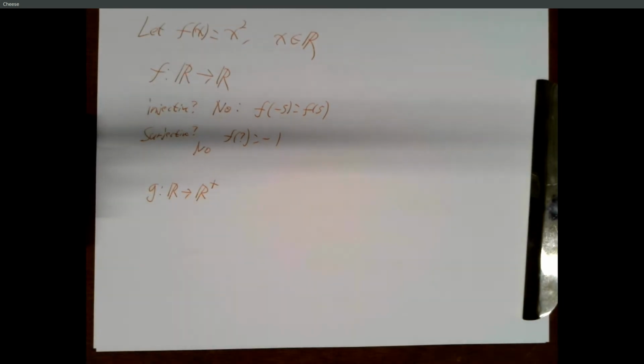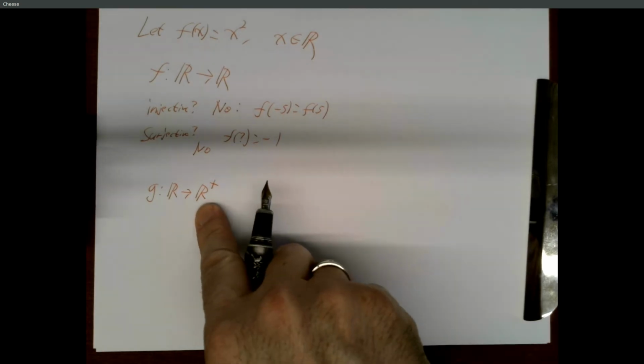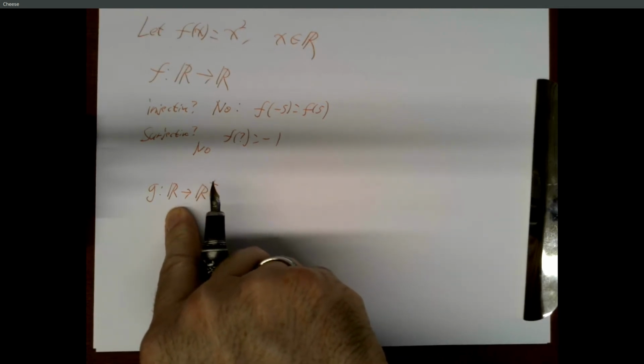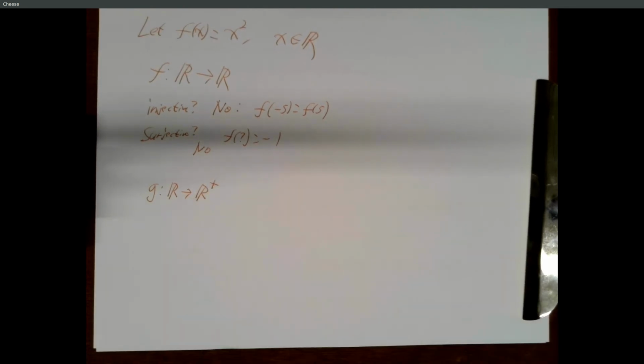But if I map from R to the set of non-negative real numbers, I'm just using R plus to say the real numbers that are not negative, suddenly this is surjective, because every number that's bigger than or equal to 0 is the square of some real number. So surjectiveness kind of depends on what the codomain is.